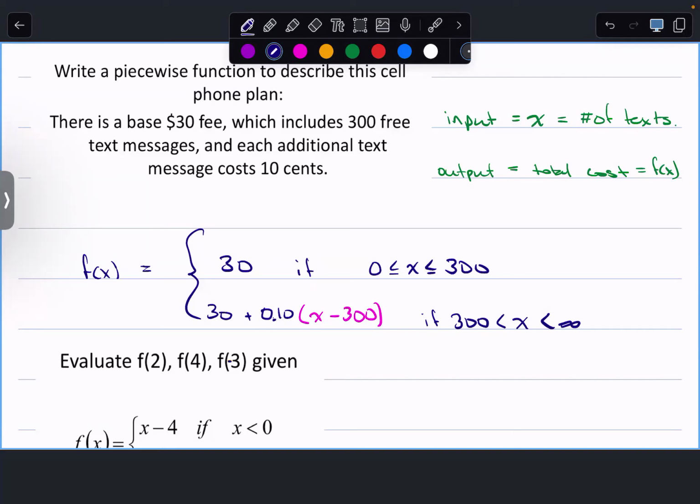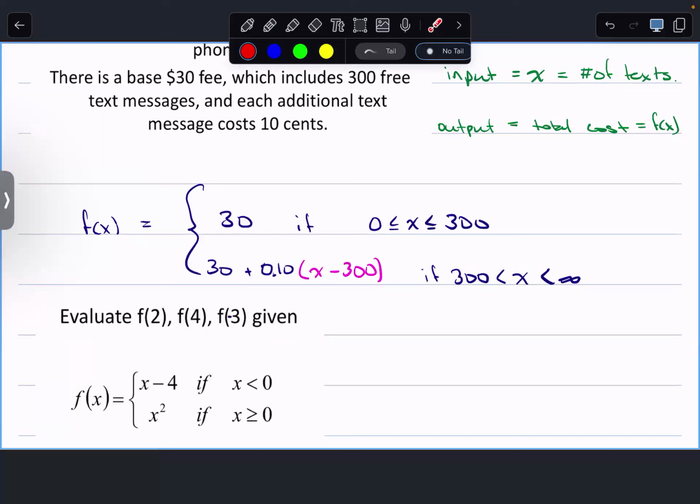You can test this out, all right? If you send 301 text messages, you can do that in your head. How much would that cost? 30 plus 10 cents, right? And so you know what the output should be if x is 301. So then 301 minus 300 is 1. 1 times 0.1, 10 cents, plus 30, there you go. So that's why we have to have the x minus 300 here, because otherwise it's not going to work. Okay, nice. Any questions about that one? Kind of sneaky, the minus 300, I mean.